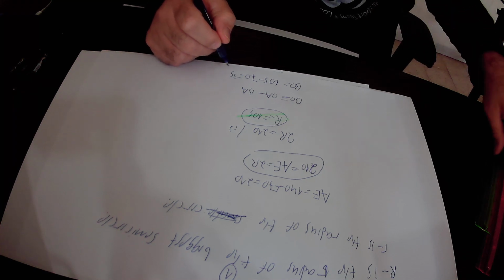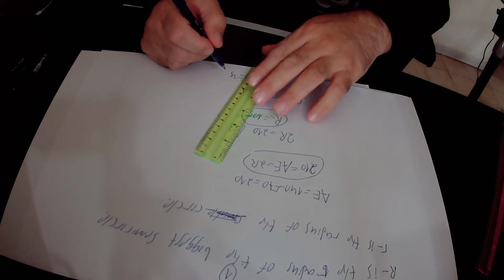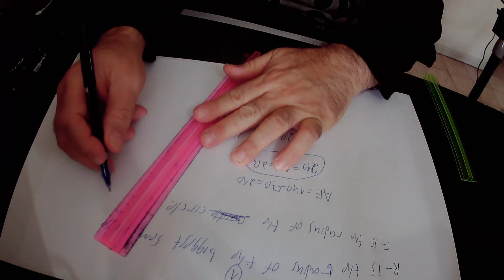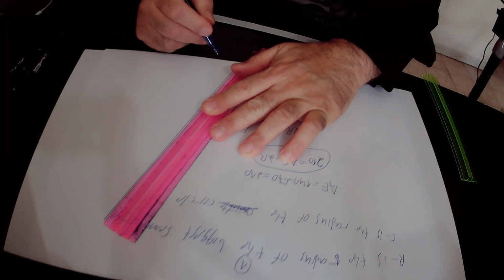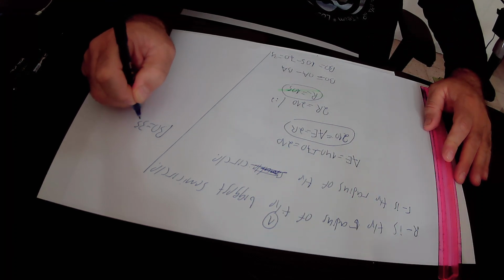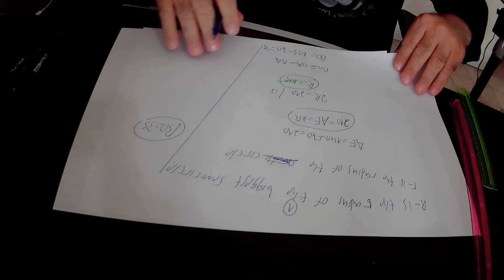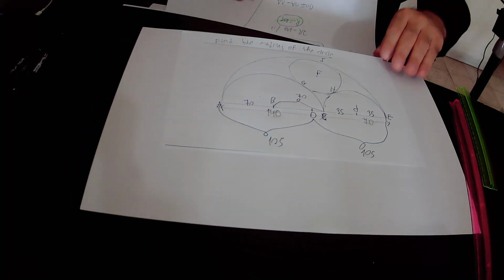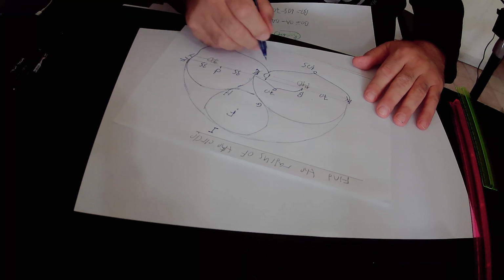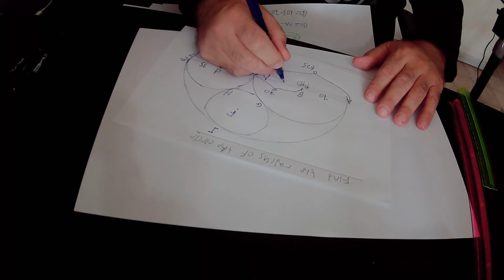So we found out that line segment BO equals 35 units. So I write it down here that BO equals 35 units. You can write down in the drawing itself that BO equals 35 units.